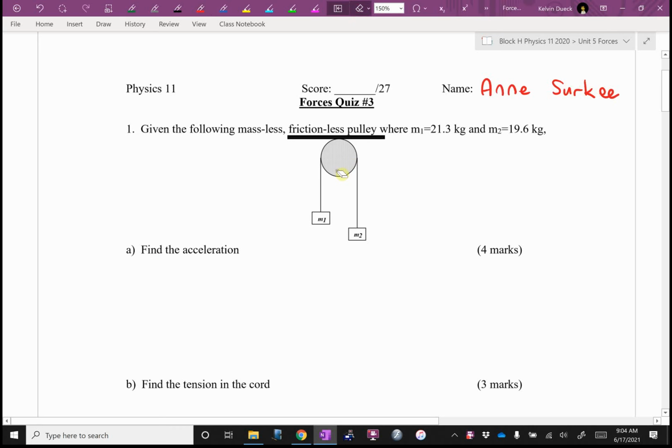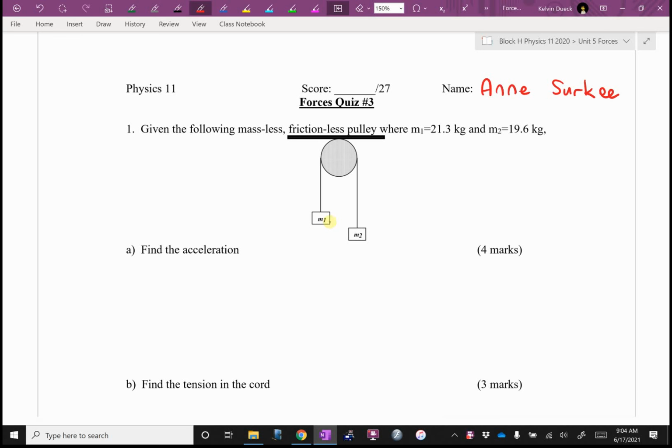Says find the acceleration, massless, frictionless pulley. This is our Atwood machine. One of the things I noticed, and I may have mentioned this to you, is these two masses are nearly identical. This is almost balanced. I bet you got an acceleration less than 1. Certainly less than 2. There's not going to be much acceleration here.